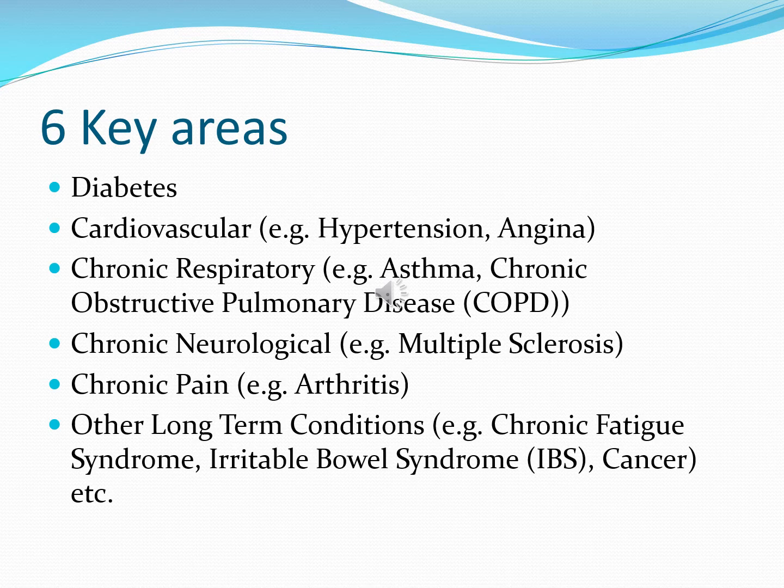Long-term conditions can be grouped into 6 broad areas, and those are diabetes, which we're going to look at today; cardiovascular, so things like hypertension and angina; problems with respiration, asthma, COPD; neurological problems, so things like MS; chronic pain, arthritis; and then the final group is other long-term conditions, which may include chronic fatigue syndrome, IBS or irritable bowel syndrome, and cancer.